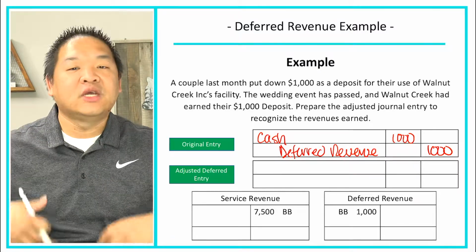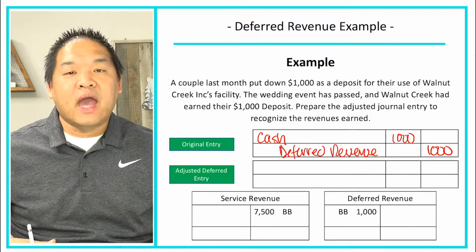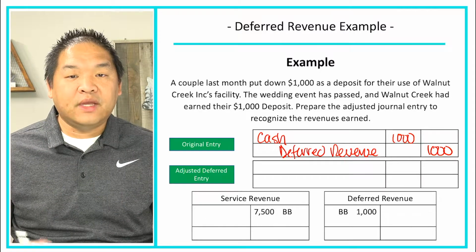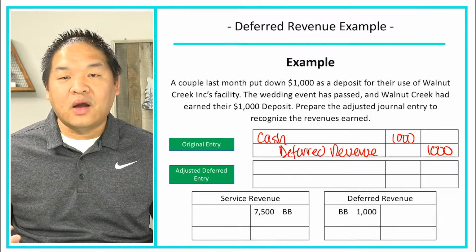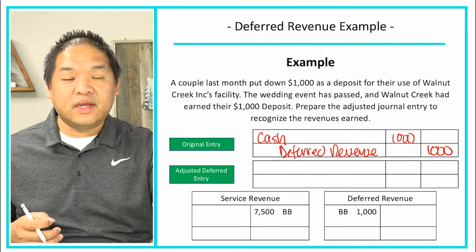We would have accepted the cash. Increases in cash as an asset is a debit, so we'll debit cash. And then the deferred revenue is a liability, because if it doesn't happen or something goes wrong, we have to pay it back to them. So we'll credit the deferred revenue, which is a liability account.